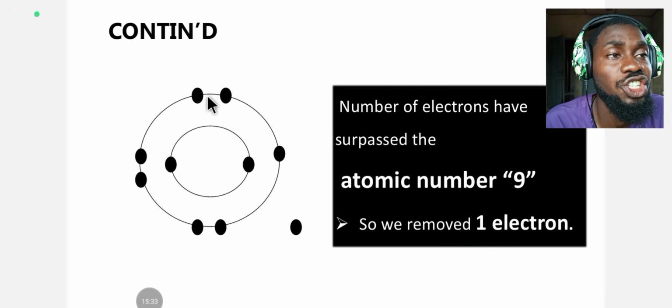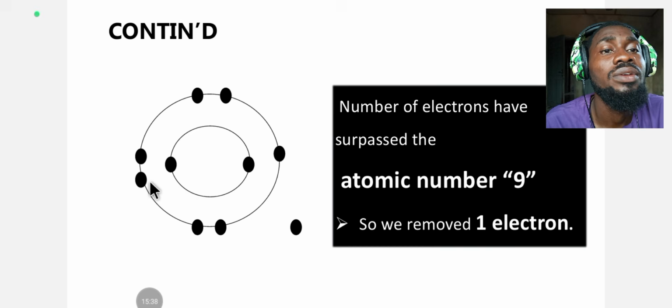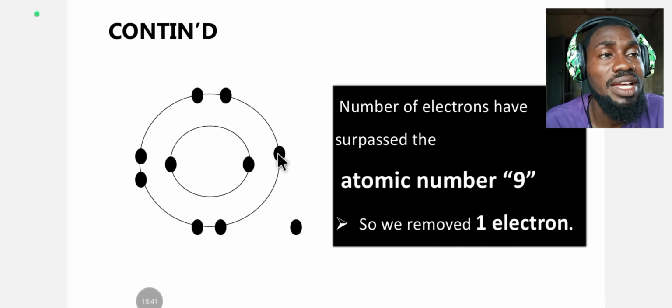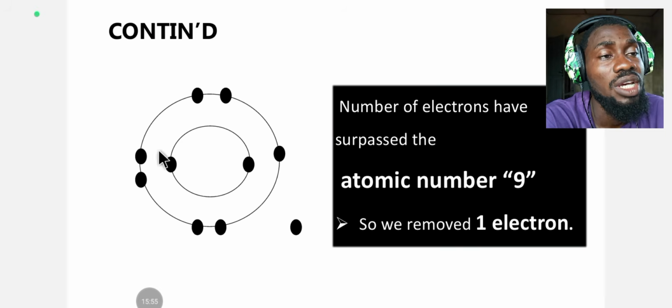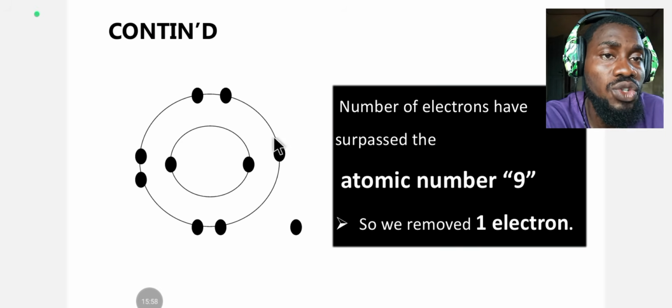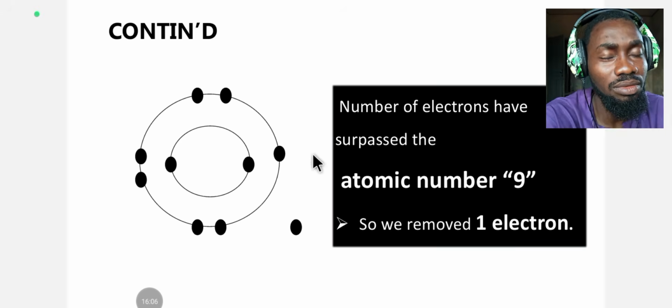Let's count it shell by shell. Let's count the second shell first. 1, 2, 3, 4, 5, 6, 7. Let's count the first shell next. 8, 9. So we have 9 electrons in the atom of fluorine. So we now know the outermost shell. The second shell we have here is the outermost shell of fluorine.